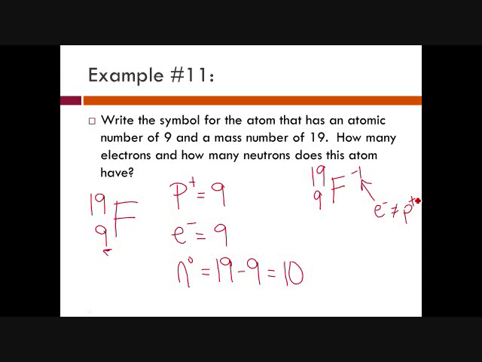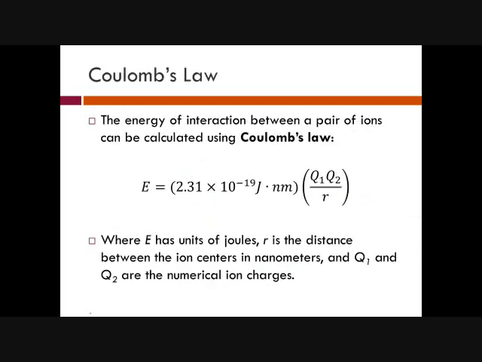It's good. Okay, Coulomb's law. Here we go. I will try to do my best. This is actually from chapter 8, so now we're getting into a chapter we haven't seen yet in this unit in our book. The energy of interaction between a pair of ions can be calculated using Coulomb's law. This is the equation associated with Coulomb's law, where E has the unit of joules, J for joules. R is the distance between the ion centers in nanometers, and Q1 and Q2 are numerical ion charges.